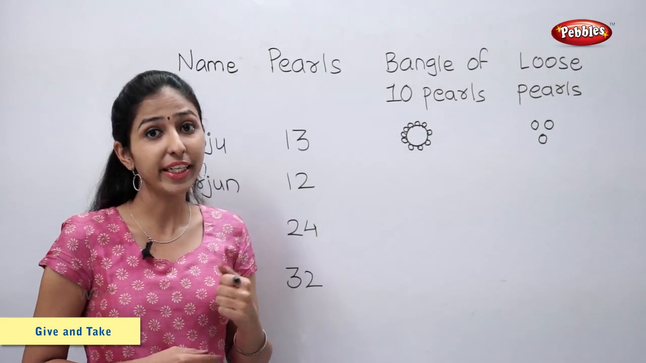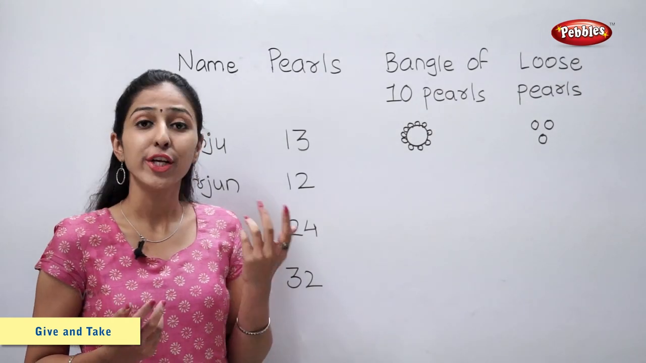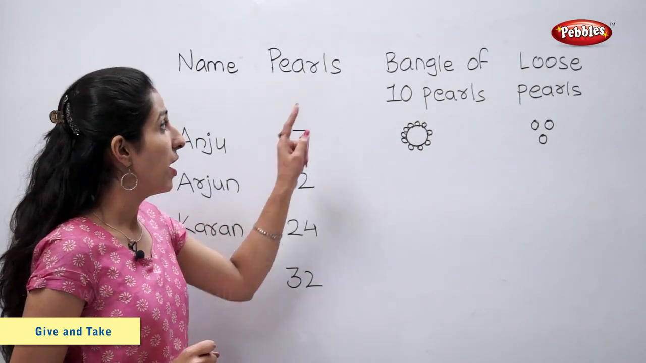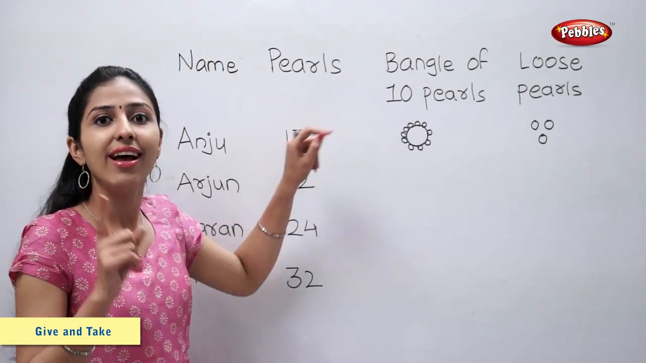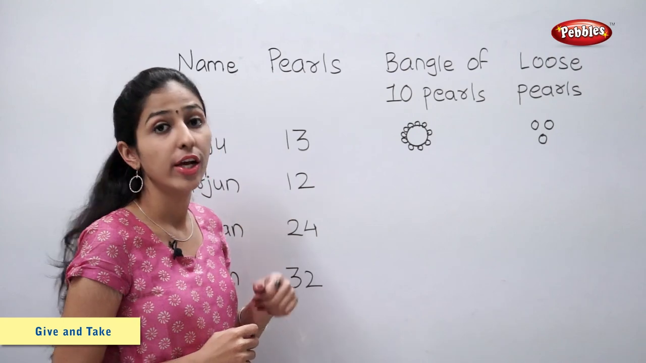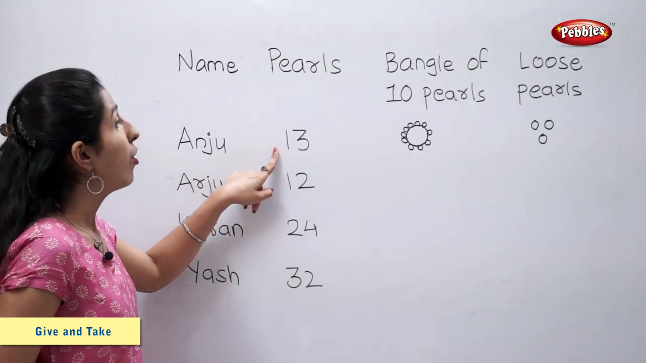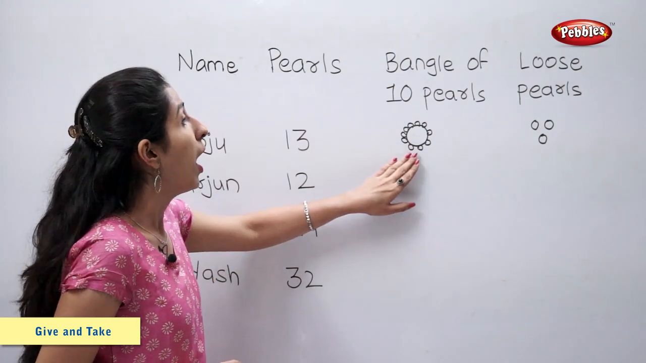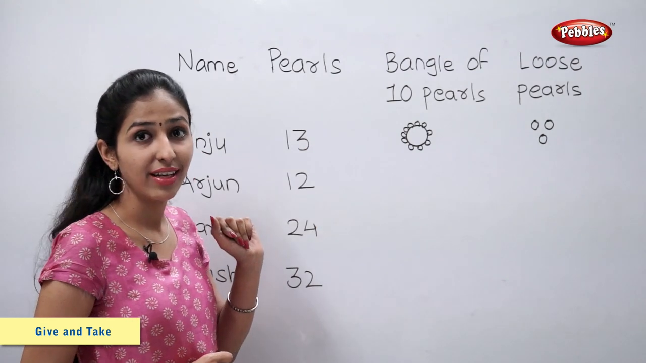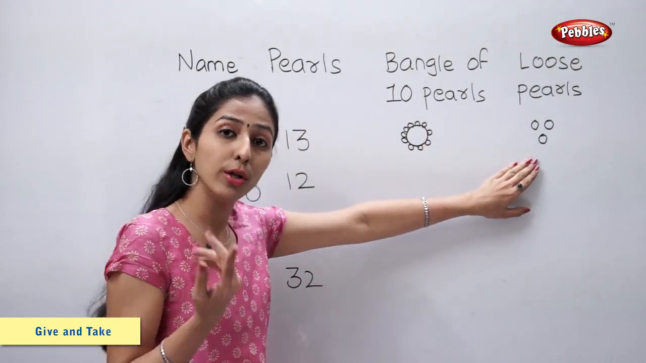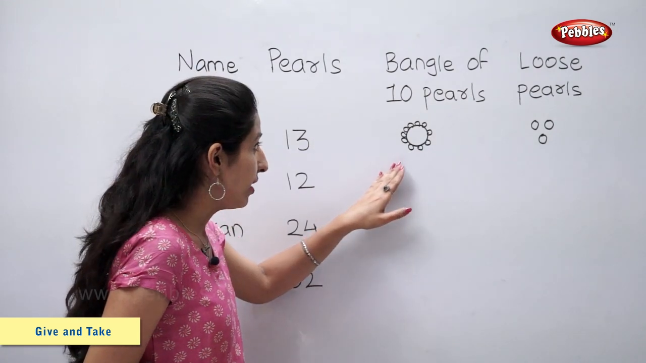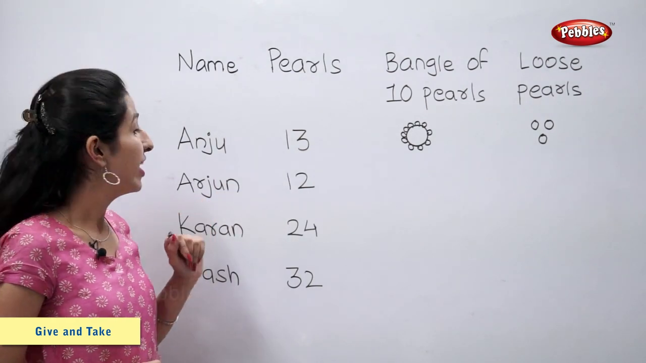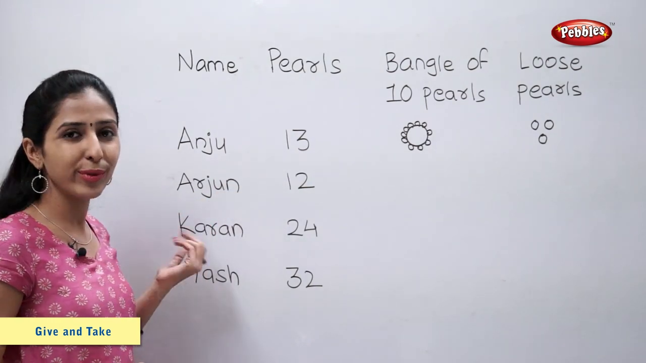My students wanted to buy some pearls for decoration. So, they went to the shopkeeper. The shopkeeper had a bangle of 10 pearls and loose pearls. So, when Anju asked for 13 pearls, the shopkeeper gave her a bangle of 10 pearls and 3 loose pearls. So 10 plus 3, 13 pearls. Now let's see what happened to these students.